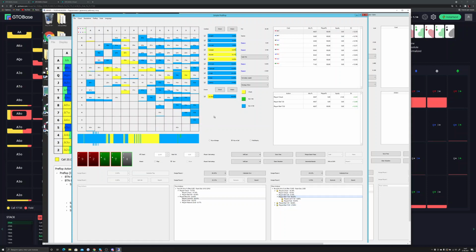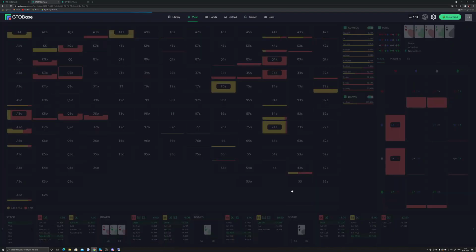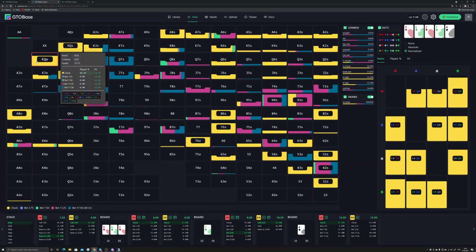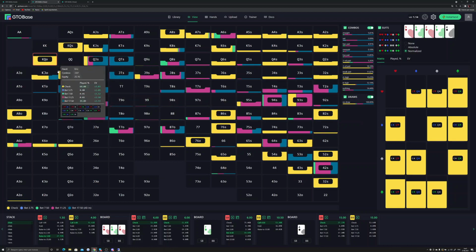And for example, if you know that your opponent never slow plays in a spot like this, and you have a hand like king queen, which is a check according to GTO, let's see just to make sure. Yeah, it's a 100% check. And then you can easily bluff this hand if your opponent never checks on the river with aces and kings, and never calls a hand like 7-4.